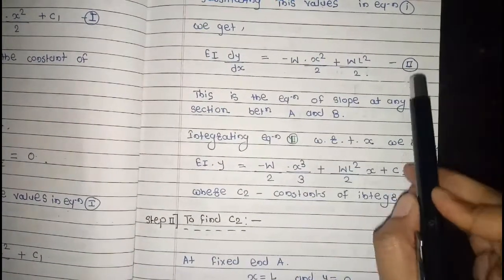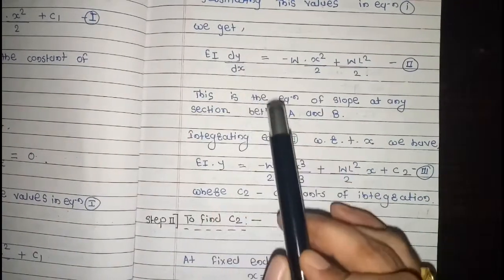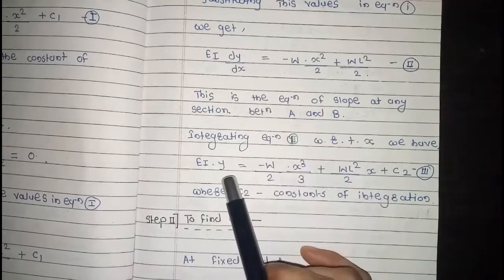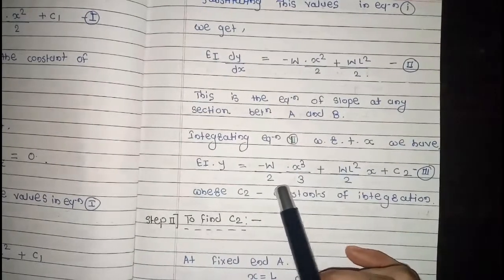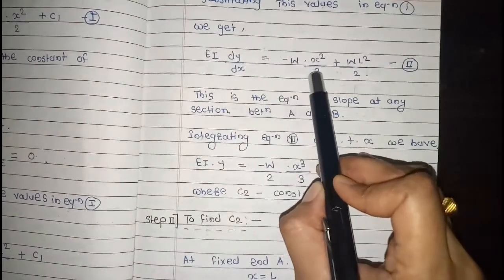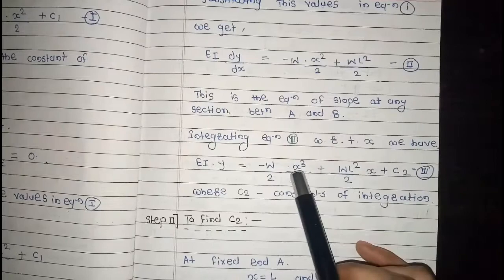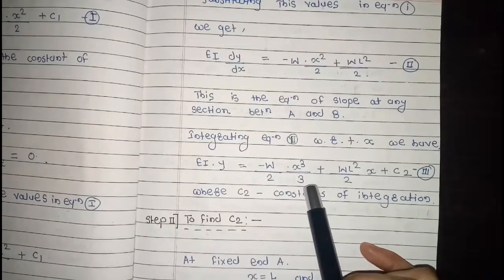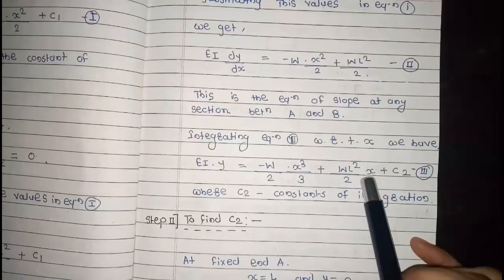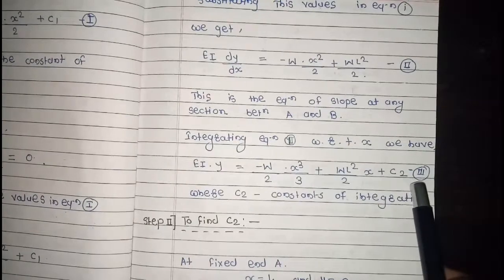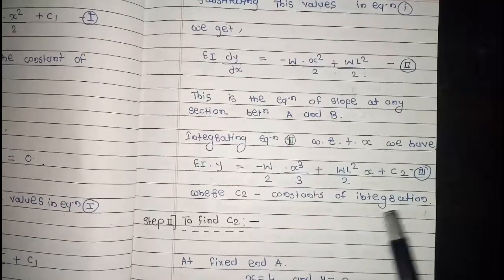Integrating equation 2 with respect to x, we have EI into y is equal to minus W by 2 into the integration of x square, which is x cube divided by 3, plus WL square by 2 into x, plus c2. This is equation number 3, where c2 is the constant of integration.